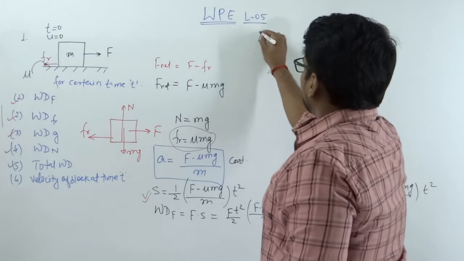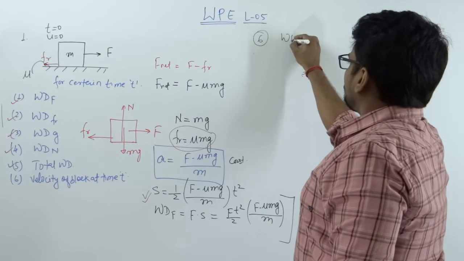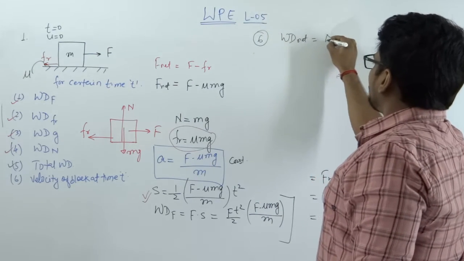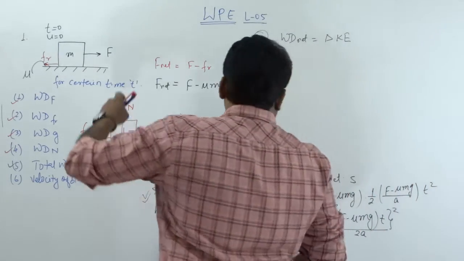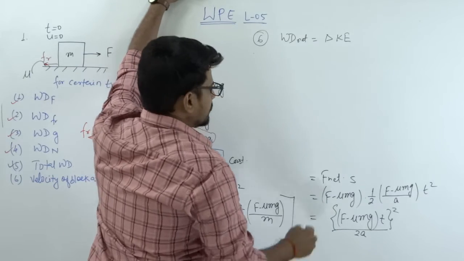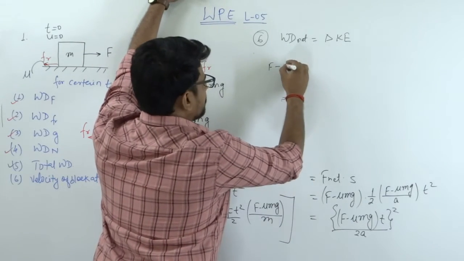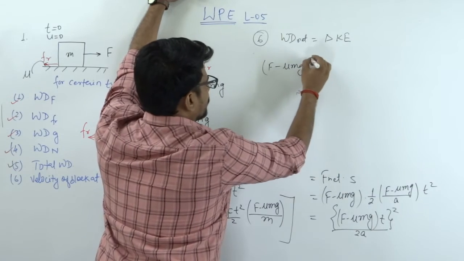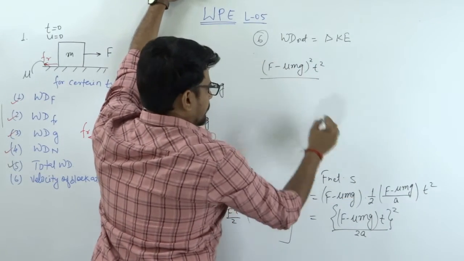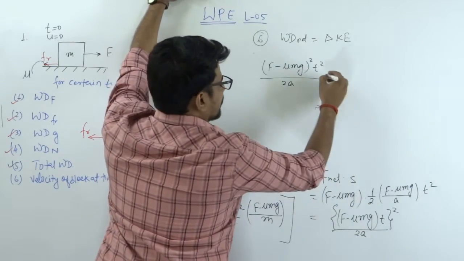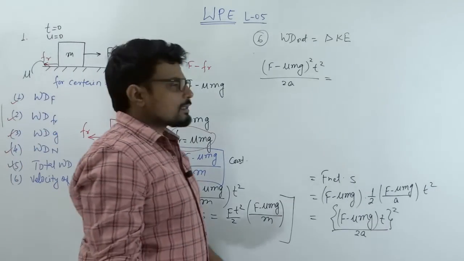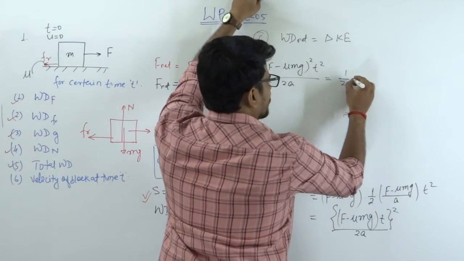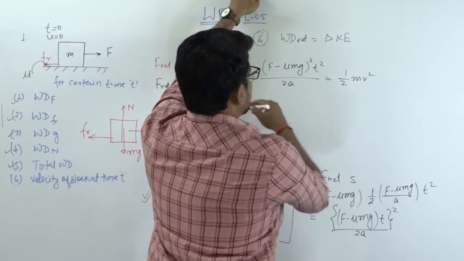Now the sixth one says you have to find the velocity. We know that net work done is equal to the change in the kinetic energy. तो भैया नेट वर्क डन कितना है ऑलरेडी हमने निकाल रखा है, (F minus mu mg) whole square t square upon 2m is the net work done. That should be final kinetic energy minus initial kinetic energy. और initially कितना है? 0, because initial velocity is 0. तो final velocity मान लो v है, तो half mv square. So yes, we can use it.